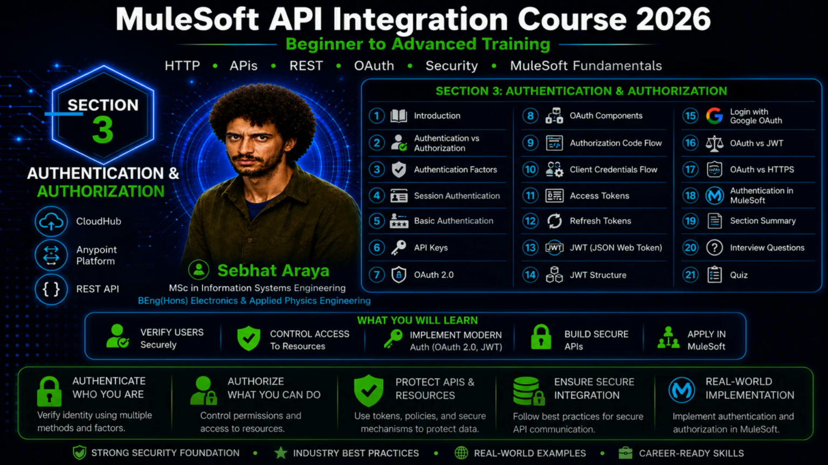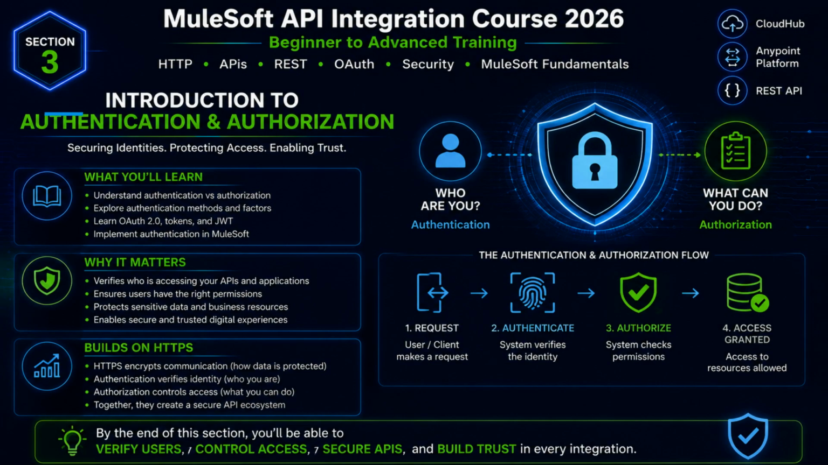You'll learn the difference between authentication and authorization, authentication methods, API keys, OAuth 2.0, OAuth components, authorization flows, access and refresh tokens, JWT, and login with Google. We'll also compare OAuth, JWT, and HTTPS before exploring how these technologies are implemented in MuleSoft. By the end of this section, you'll understand how modern APIs securely authenticate users, authorize access, and protect resources in enterprise applications. This slide introduces the security concepts that build on HTTPS from the previous section.